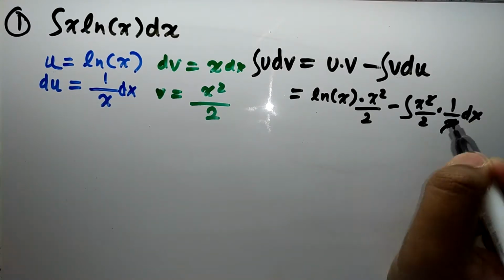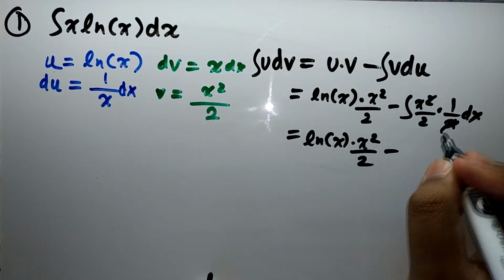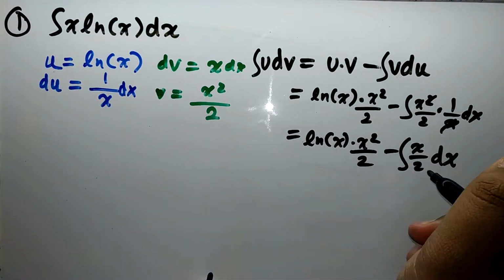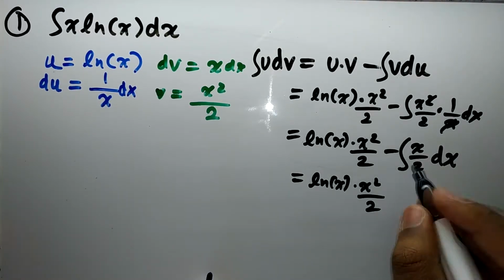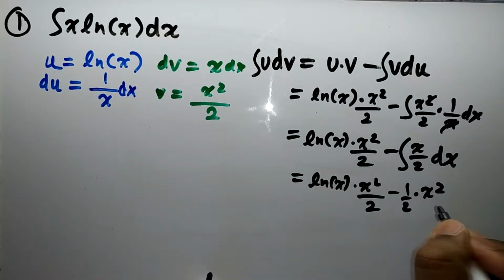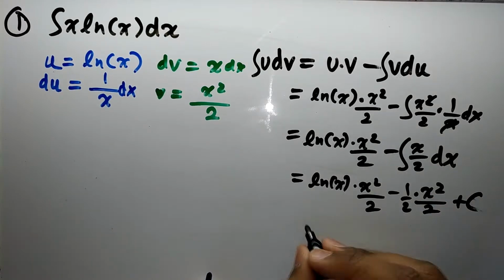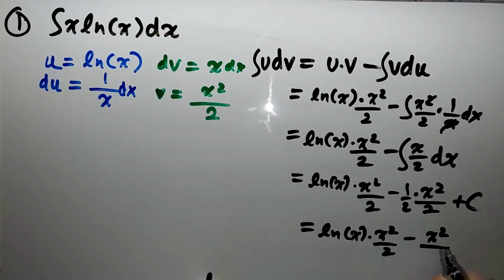So you're going to be left with x over 2, and x over 2 is just an algebraic integral, and you can use the power rule to solve that. It's just going to be x squared over 4. So you can combine that together, and you can rewrite it if you want at the end. So you're left with that.